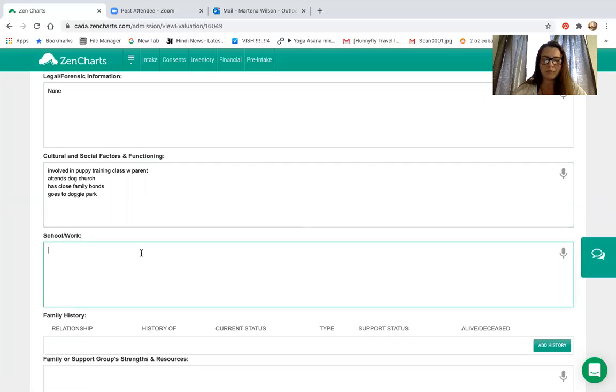What's happening with school? And this is where you would put more information about school. Obviously, school is where we're seeing the behavior. We're not seeing it at home because we're not at home, but we're seeing it at school. So what's happening in school?